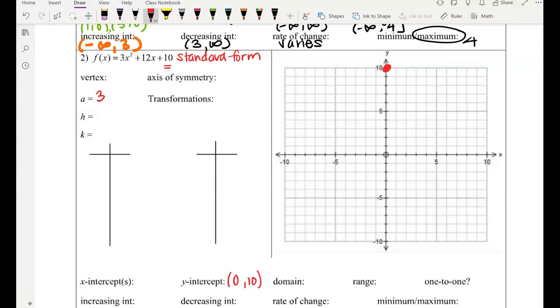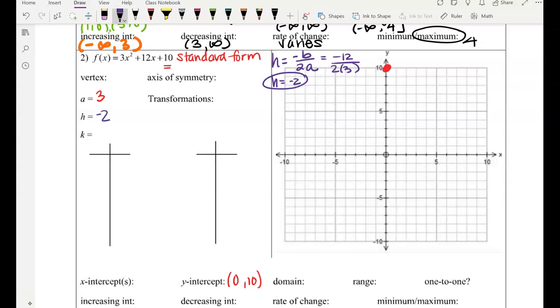We do have to find the h and the k value manually. So to find h, that is going to be negative b divided by 2 times a. B is 12, so that's going to be negative 12 divided by 2 times a, where a is 3. So 2 times 3, that's going to be 6. So negative 12 divided by 6, h is going to give us a negative 2.